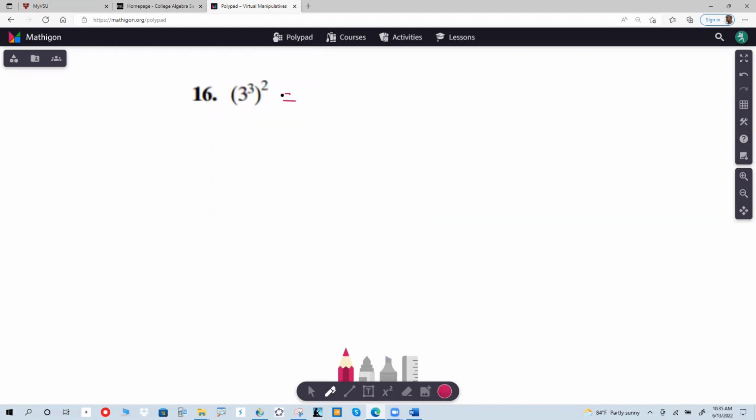Well, one way to argue is that this is the same as 3 to the power 3 times 3 to the power 3. We're supposed to write 3 to the power 3 twice, which is really 3 to the power 3 times 3 to the power 3. And these bases are the same. You add the powers, and it's 3 to the power 6. Done.